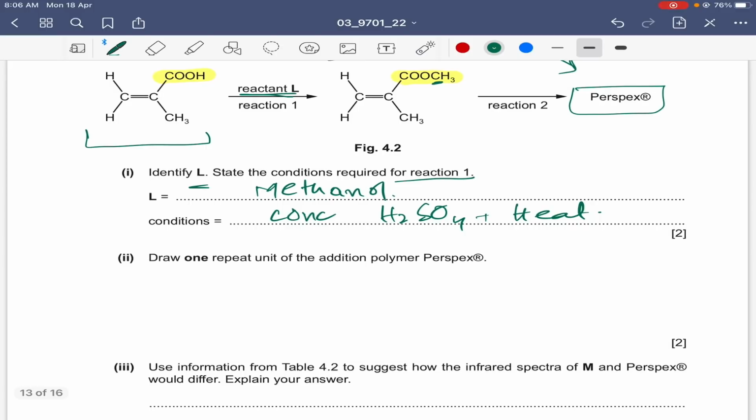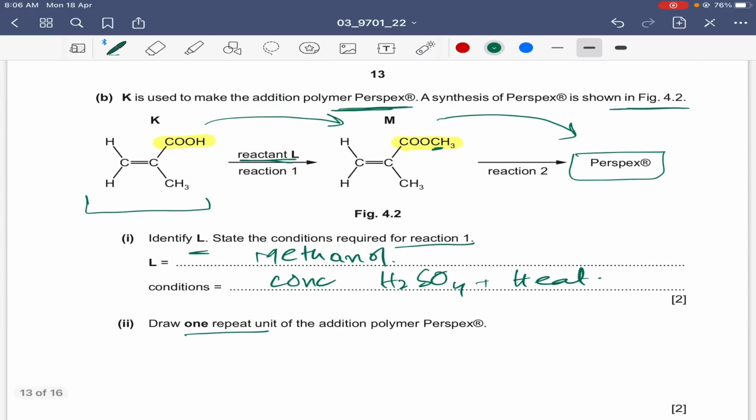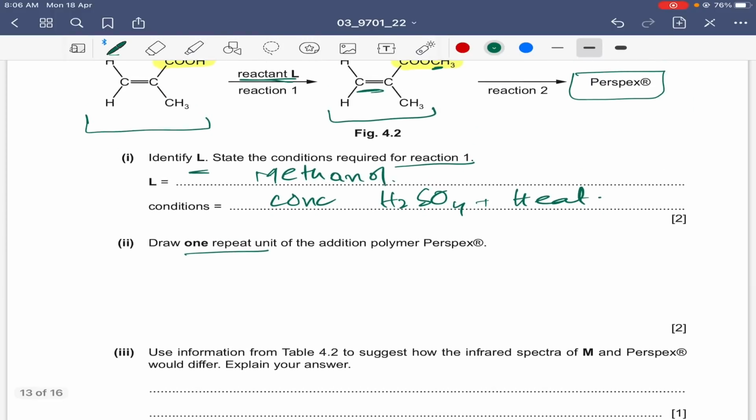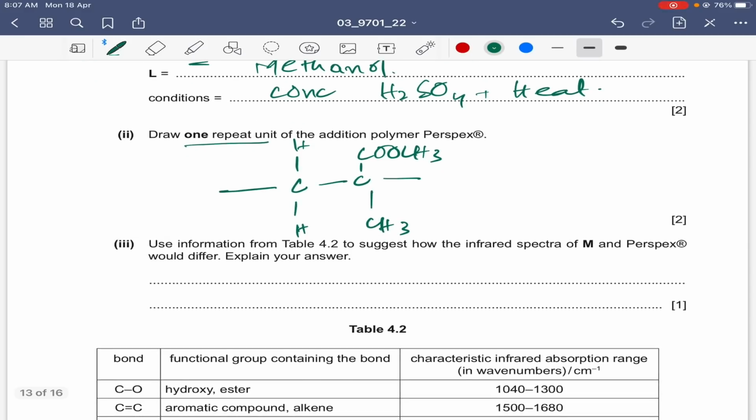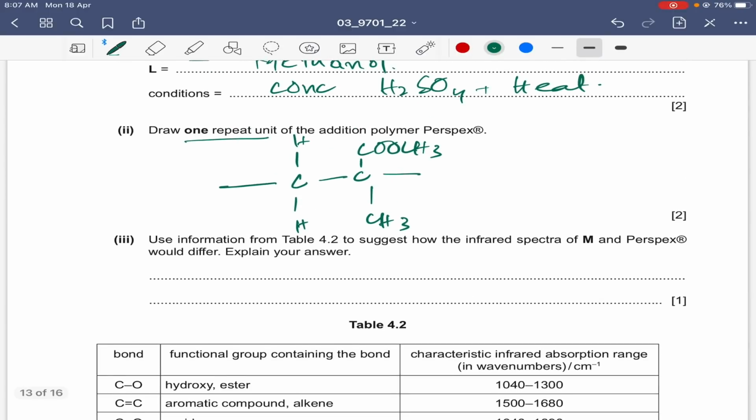Draw one repeat unit of the addition polymer Perspex. So as Perspex is an addition polymer, the double bonds would break, and the repeat unit for an addition polymer is very simple to draw. So we just simply draw, double bond would be broken down and we get COOCH3, CH3, and this would be the repeating unit of addition polymer Perspex.